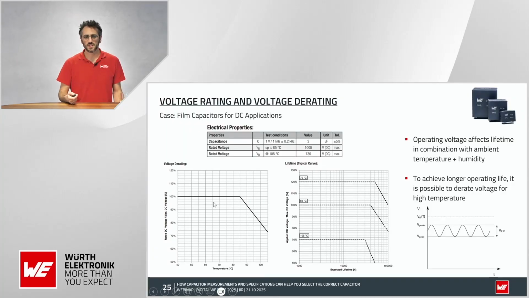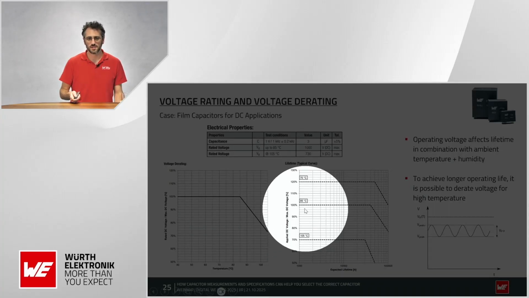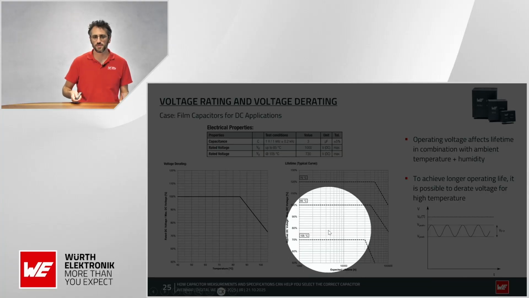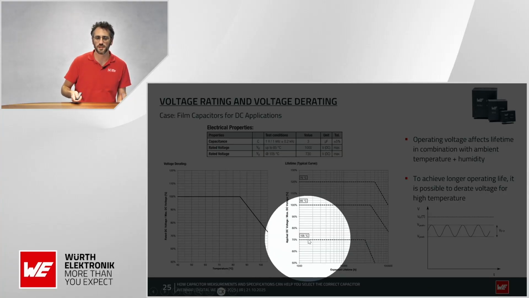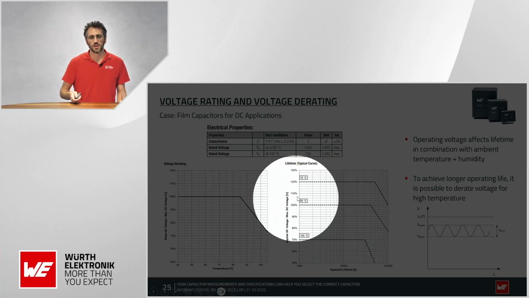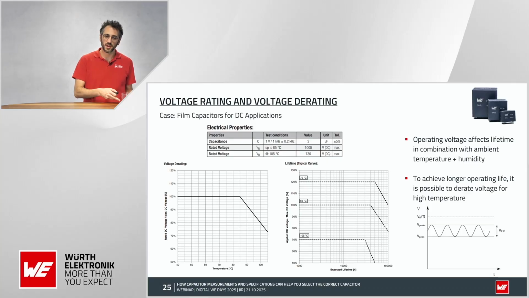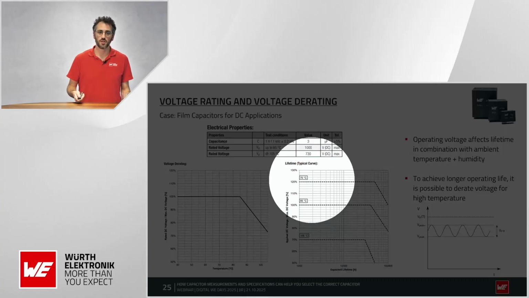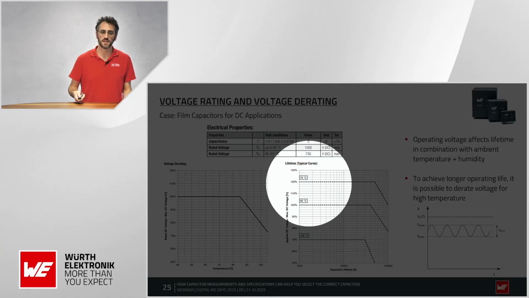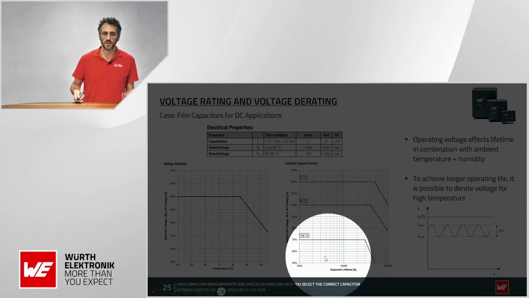And it's important to understand that for film capacitors, and this is a thing specifically about polypropylene metallized film capacitors, you are allowed to have higher temperature but less voltage, or you are also allowed to have higher voltage at low temperature. And this is what we convey in this curve.